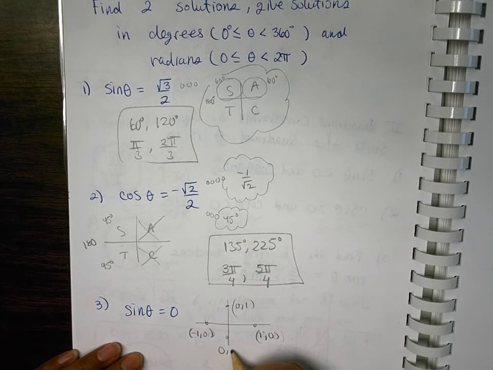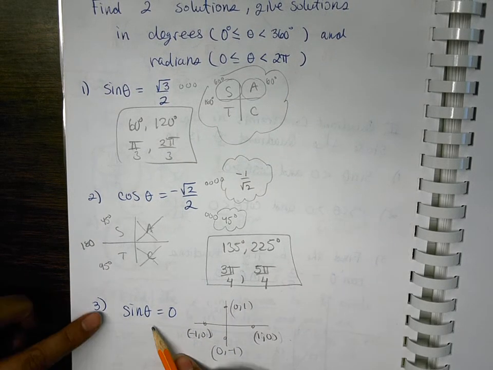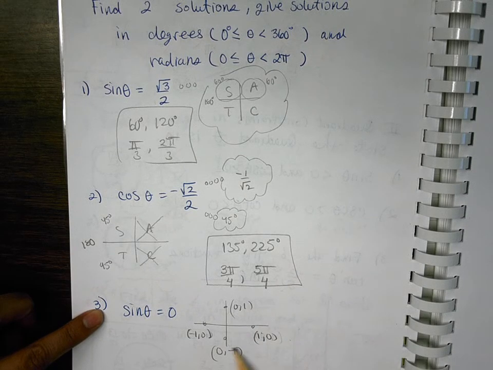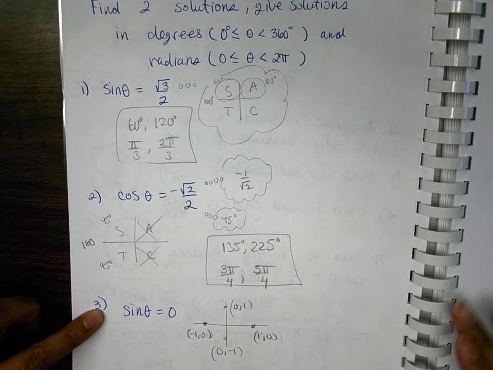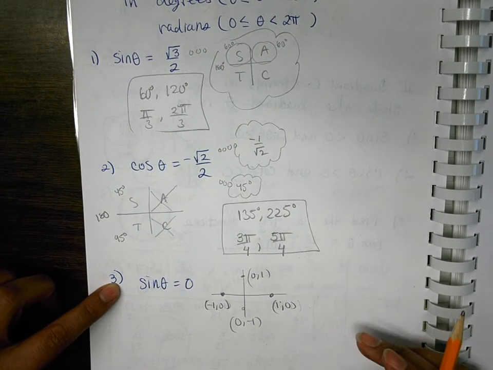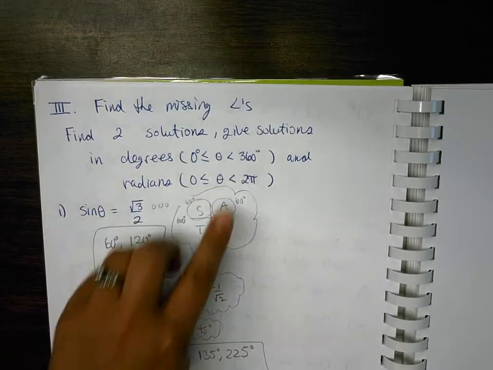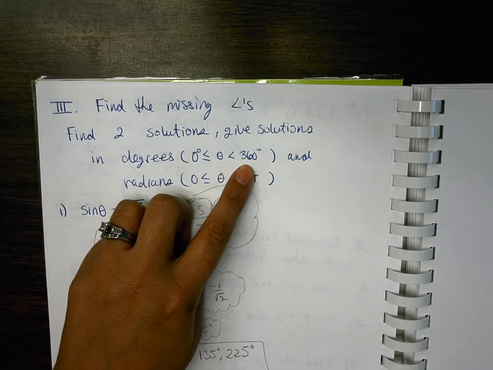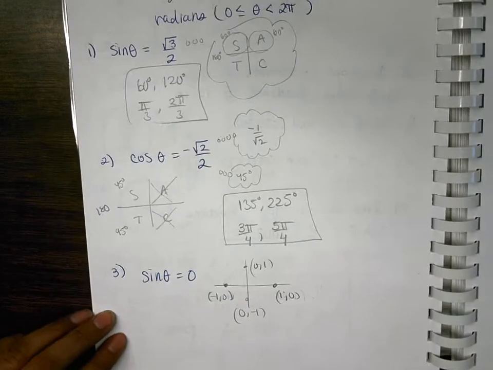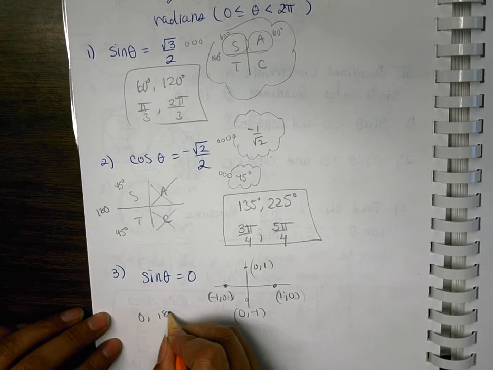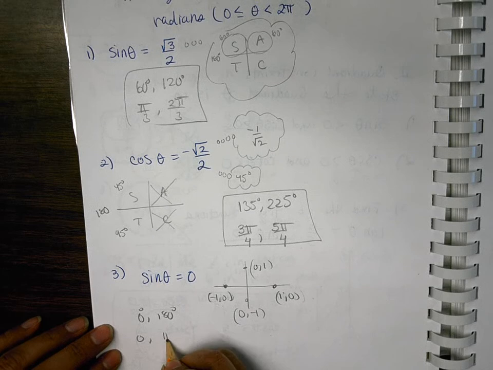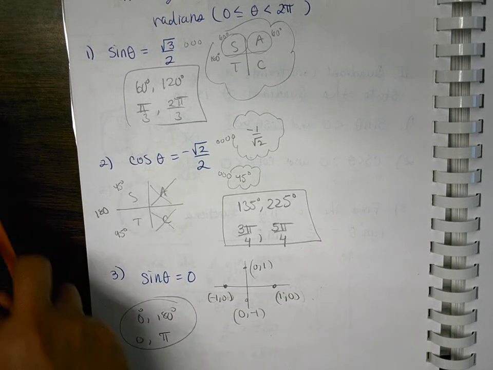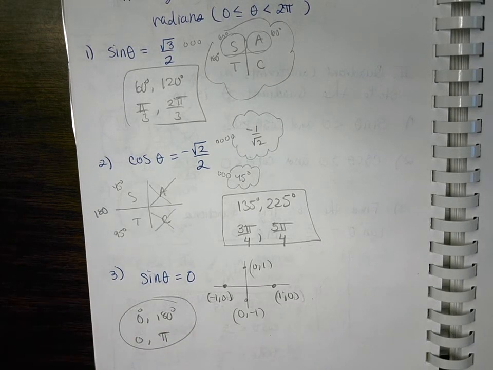All right, sine is y. When is y 0? 0 and 180. Can I say 180 and 360? No, because we can't use the 360, because it's the same as 0. So we say 0 and 180, which is 0 radians, and what's 180 degrees? Pi.